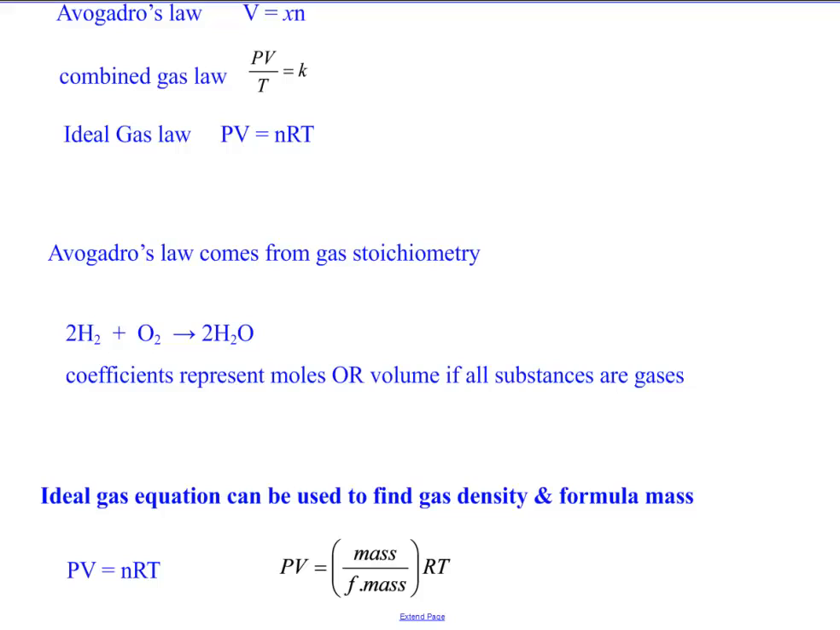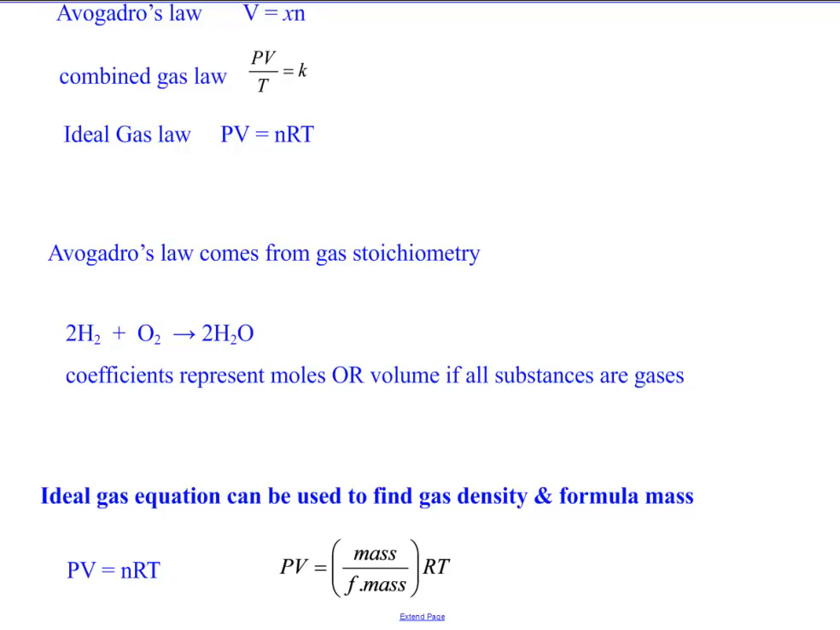Again, Avogadro's law comes from the stoichiometry of a gas. When you're working with a chemical reaction and all of your reactants and products are gases, the coefficients we've learned in stoichiometry in earlier chapters refer to the number of moles of particles. When I deal with gases, those coefficients can also represent the volumes of gases, either in milliliters or liters or gallons or ounces. They are volume quantities as well as mole quantities, as long as all my reactants and products are gases.